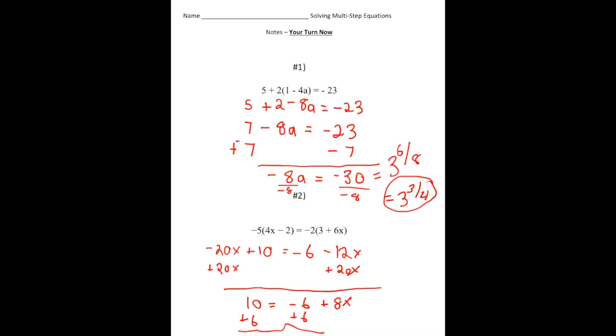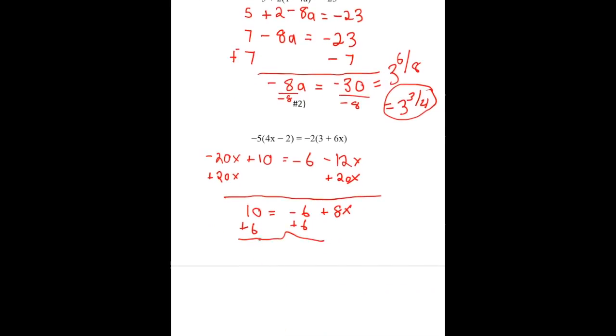I'm going to add 6 to both sides. So now we have, let's scroll down a little bit more here. Now we have 16 equals 8x. And lastly, divide both sides by 8, which means x is going to equal 2. And there it is. All right, how'd you do?